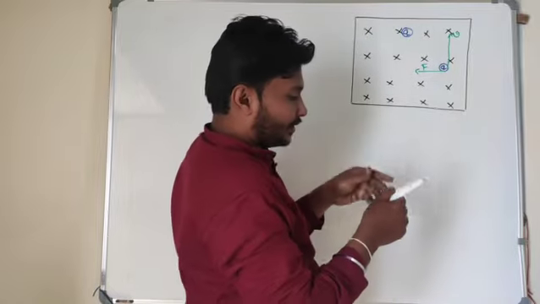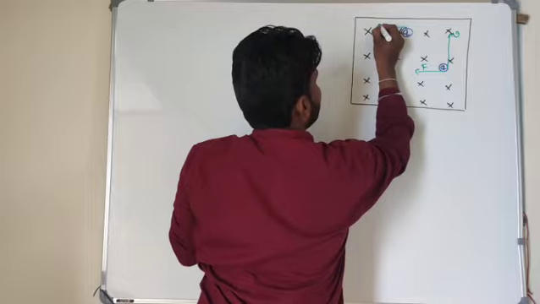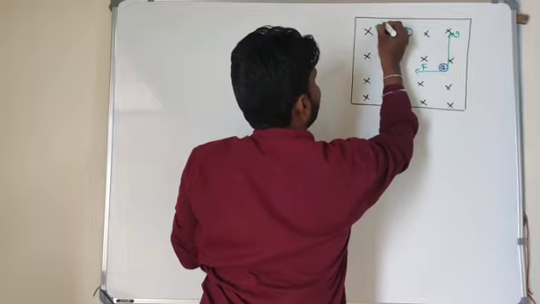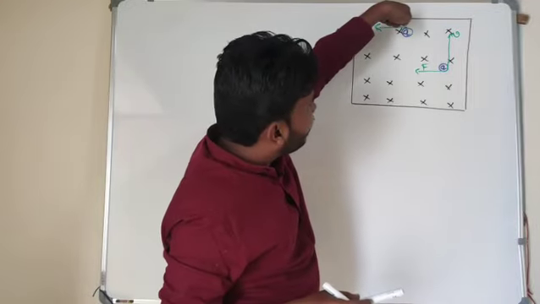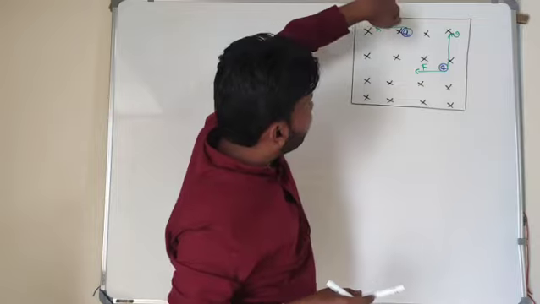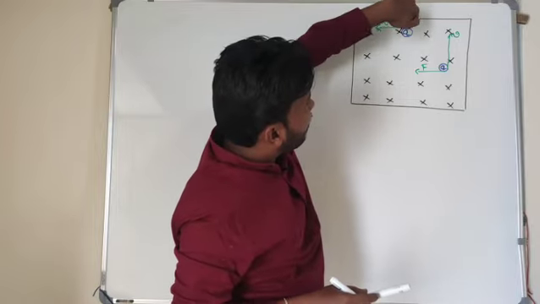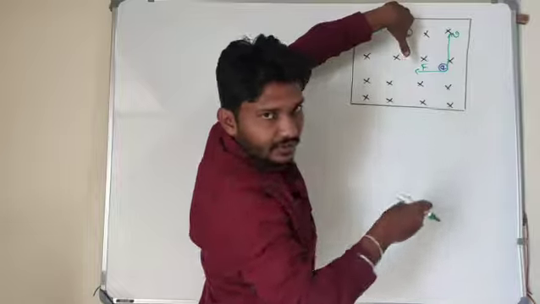Now this is the direction of the velocity of the charged particle. Suppose the charged particle is moving in this direction. This is the direction of the magnetic field, right? This is the direction of velocity, and this is the direction of the force.